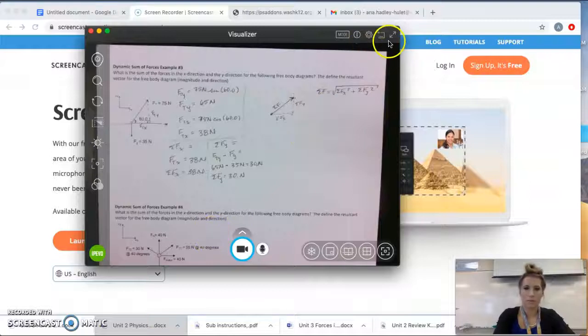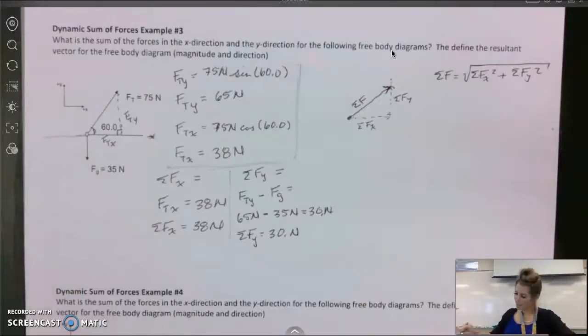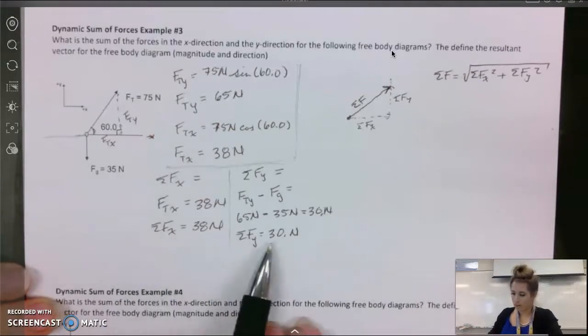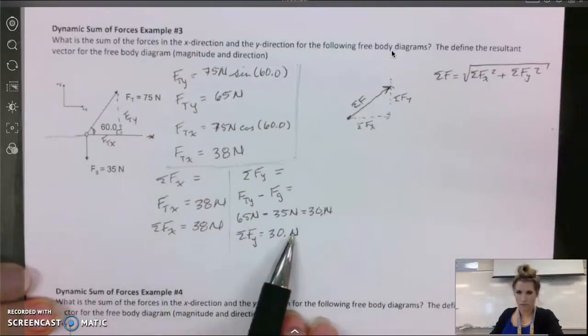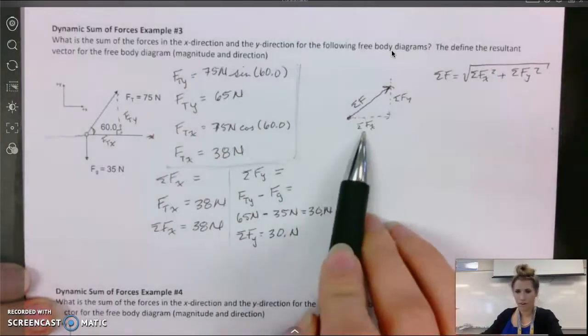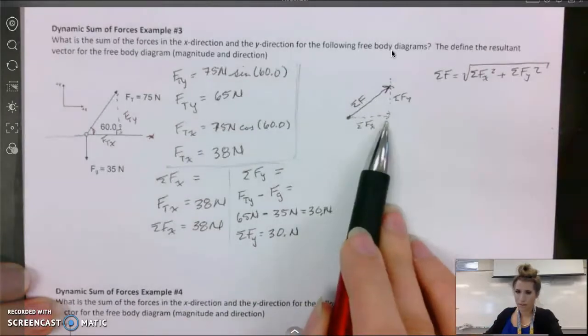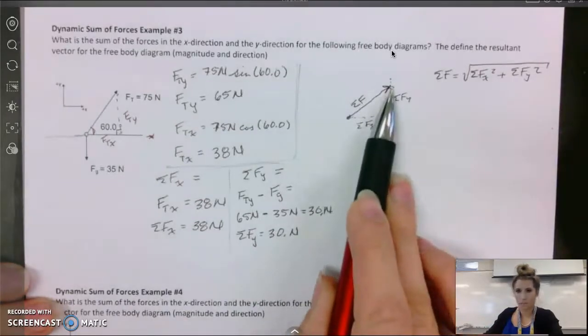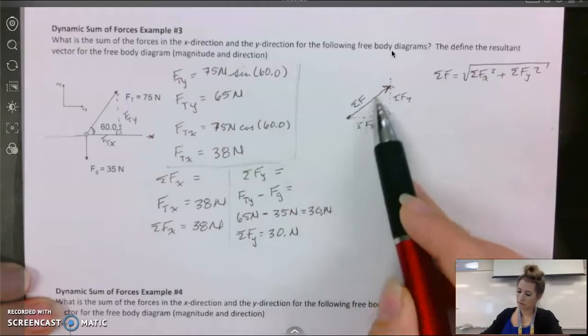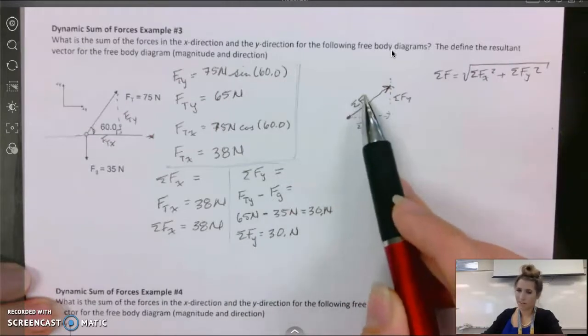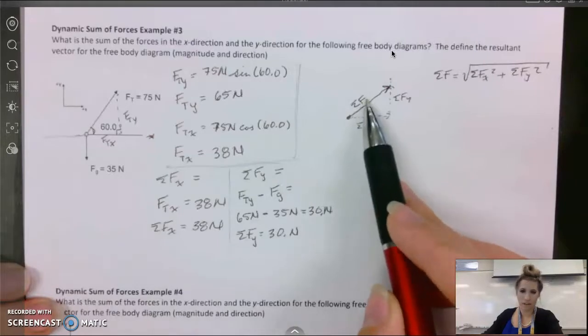Okay, so let's wrap up example problem number 3. Where we ended, we solved for the x and y component of our resultant vector. If I were to draw that out, because they're both positive, here's my x component. I'm going to add that to my y component, so my overall resultant would be here. It's the sum of the forces, not just in the x and y direction, but all together.